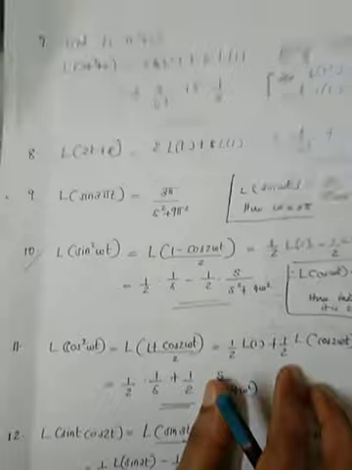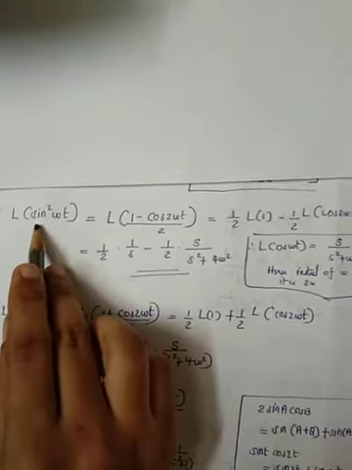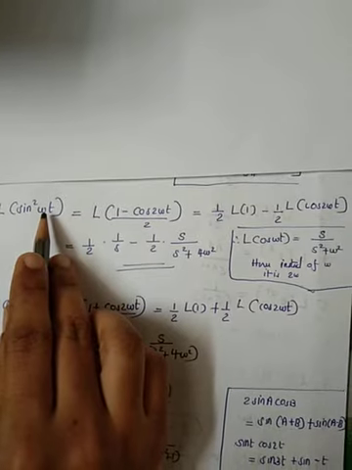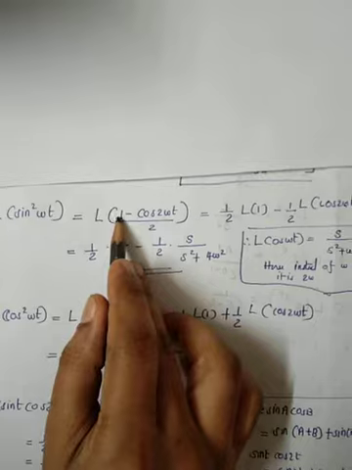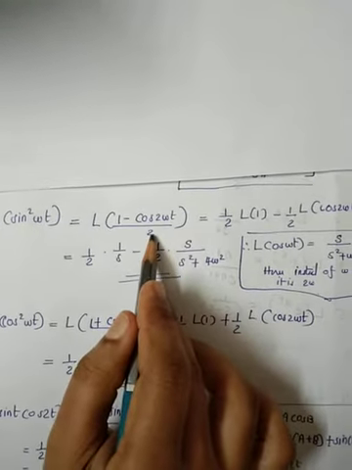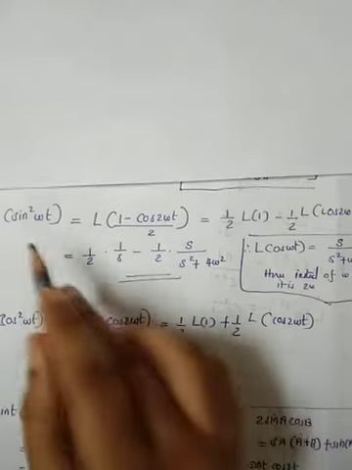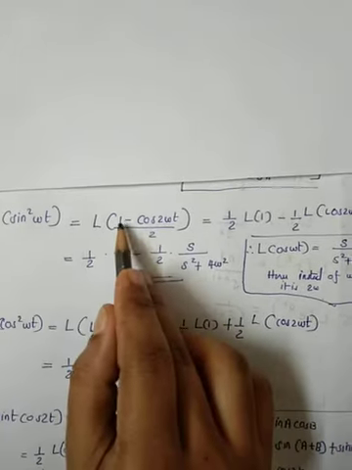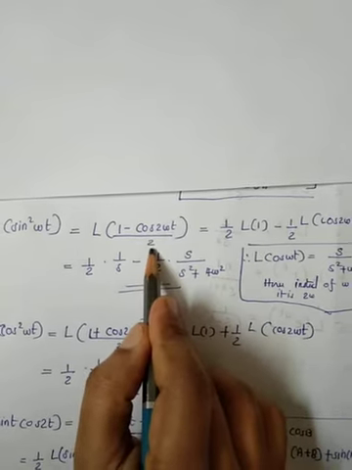Next problem is L of sine square wt. First we have to use the trigonometric relation of sine square theta. Sine square theta is 1 minus cos 2 theta divided by 2. Instead of theta, here it is wt. Therefore sine square wt is same as 1 minus cos 2 wt divided by 2.